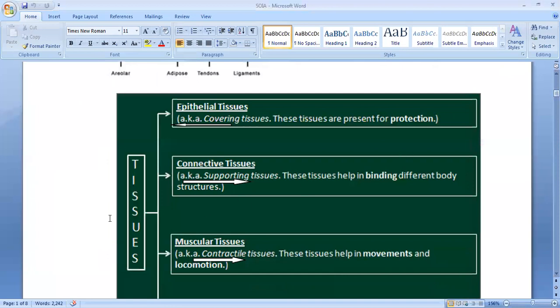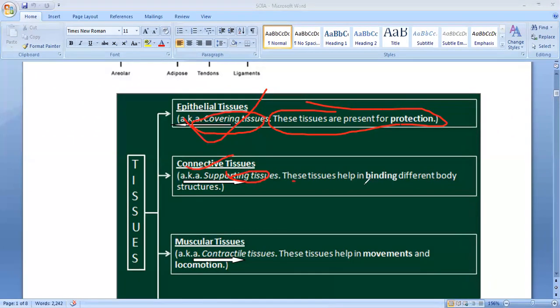Here, I had already told you that the study of tissues is known as histology. So the first tissue is the epithelial tissue, also known as the covering tissue. These tissues are present for protection if they are outside the body. If inside the body, they are involved in secretion, like the stomach and alimentary canal. Okay. Second is the connective tissue, also called the supportive tissue, because it provides the proper framework.